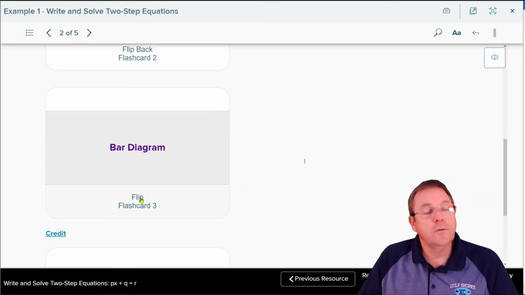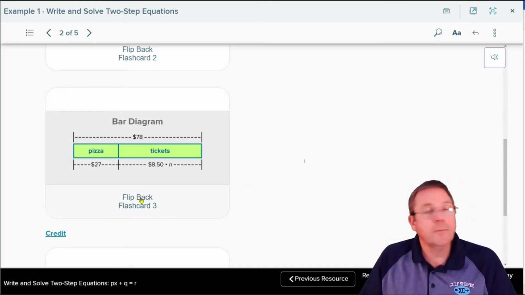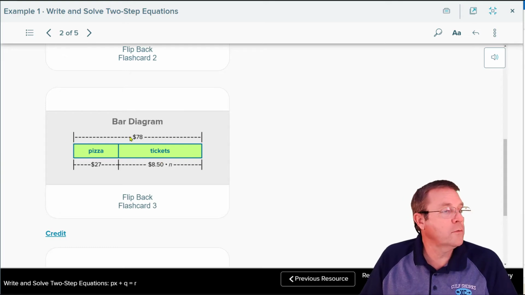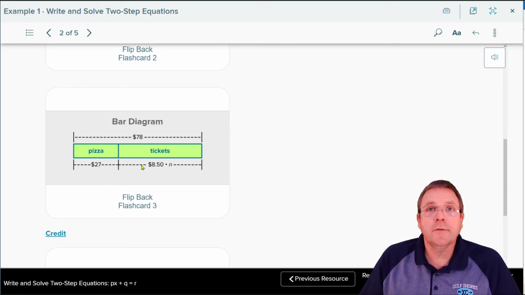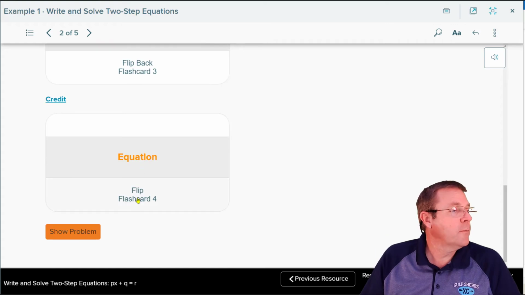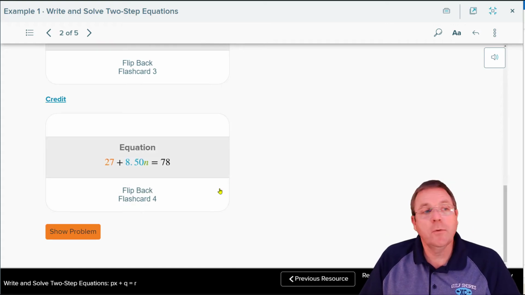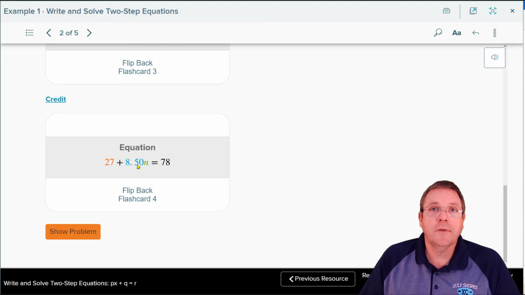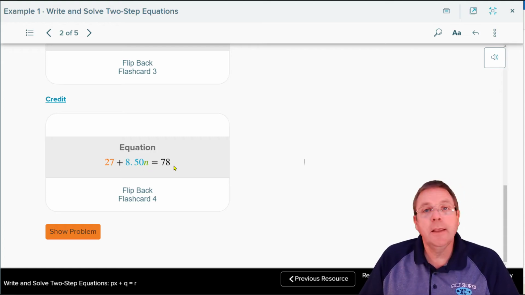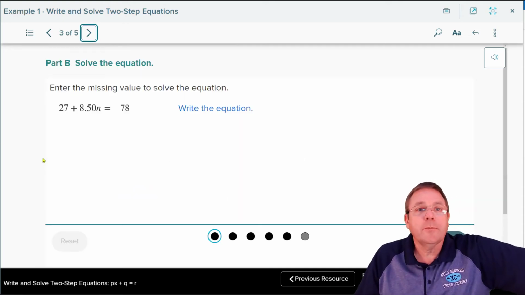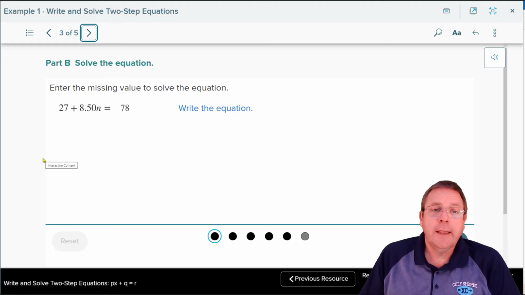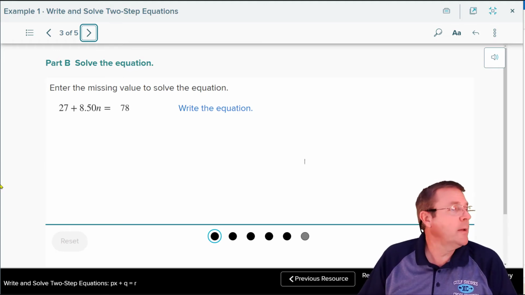Oh no, they want us to use a bar diagram. So the bar diagram is going to show that the total cost, the $78, equaled the $27 for the pizza plus the $8.50 times the number of friends. And from there, they finally got around to doing an equation. The $27 for the pizza plus the $8.50 times the number of friends equaled the total of $78. But part B of this problem says they want us to solve it. We can't just throw down answers without being able to solve them.